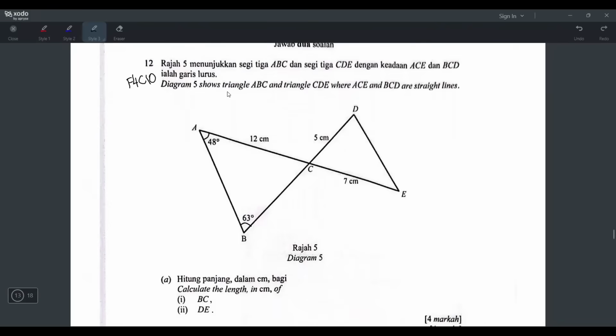Diagram 5 shows. Wait, chapter 9 lah. Silap. Sorry, sorry. Okay, diagram 5 shows triangle ABC and triangle CDE. Okay, I can see 2 triangles. Okay, I can see that the first triangle has more information. No, actually, yeah. You have 2 angles, 1 side, right? And you can see there's 1 complete pair here. What's the meaning of 1 complete pair? It means you have the side and you have the angle opposite, right?